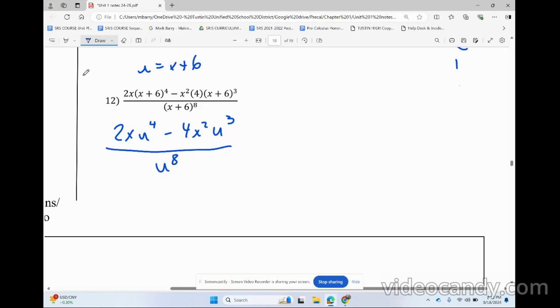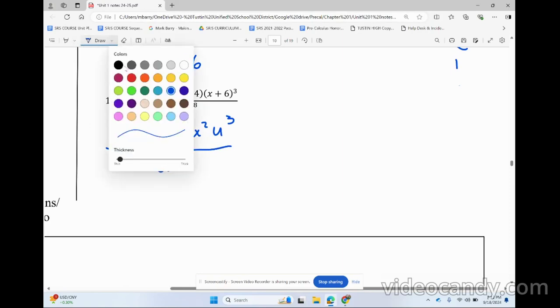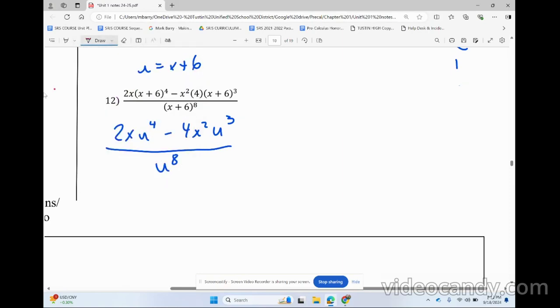Now I cannot subtract the exponents yet until I GCF something out front. So I'm going to go ahead and do that here. You can GCF a 2x u to the third, can't you? So that both of them can divide by a 2, both of them have an x, both of them have u to the third. That will leave you with u minus 2x. We've got u to the 8th on the bottom.